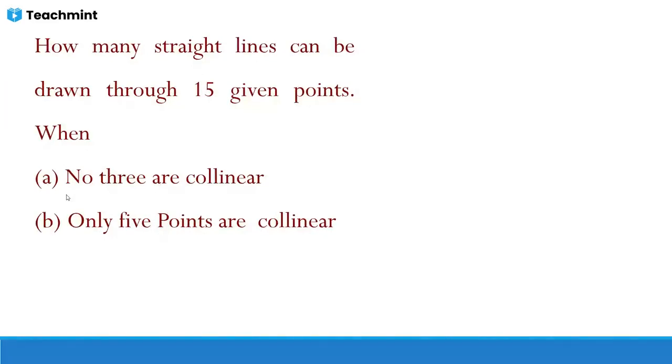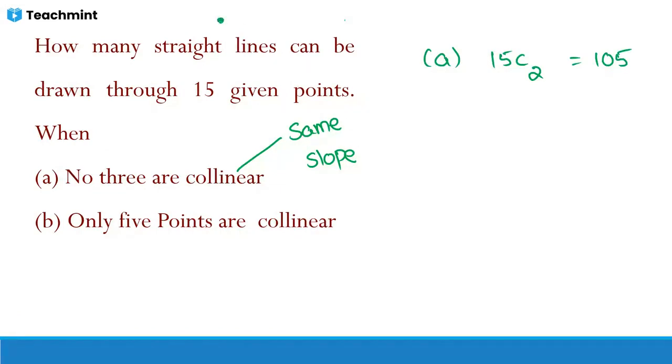See the first one. No 3 are collinear, meaning no 3 or more points lie on the same line. Collinear means same slope. Now here, 15 points, no 3 are collinear. For a straight line, how many points are required? 2. Listen, the first question's answer is very simple. 15C2 means 105. Why 2, sir? For a straight line, you have 2 points. Join 2 points, it forms a straight line. Simple, right? 105, very good.